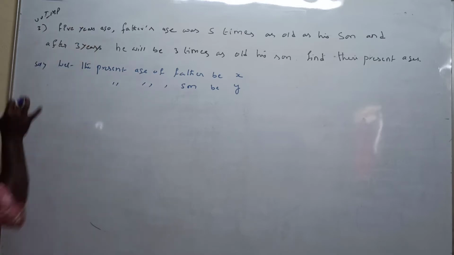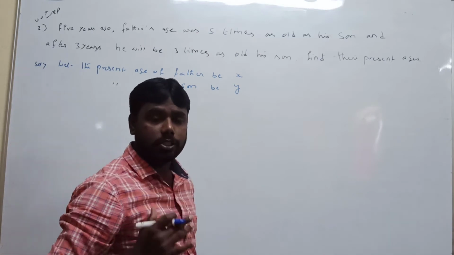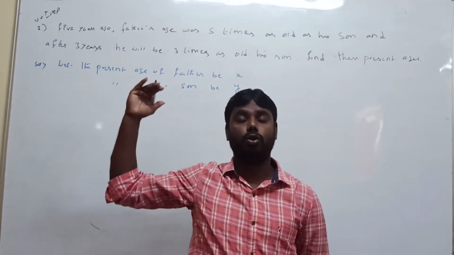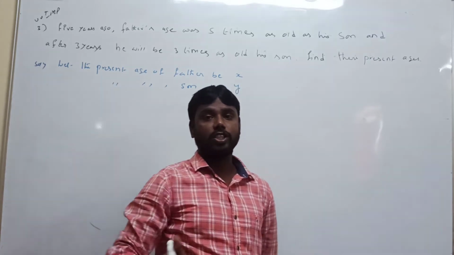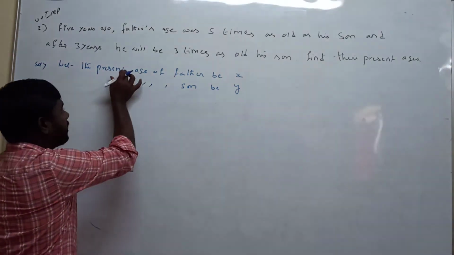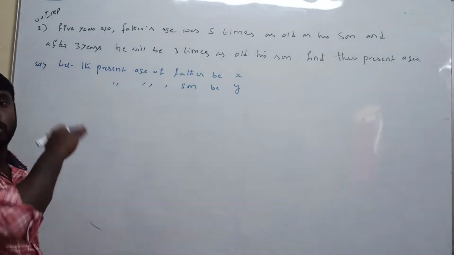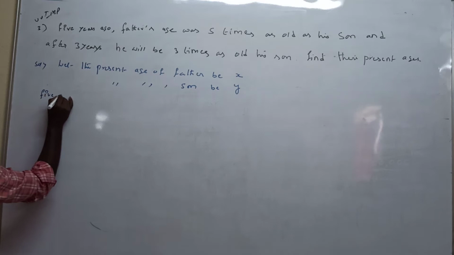So 5 years ago, suppose my present age is 29 years. Five years ago means we subtract the 5 years. That's why let the present age of the father be x. Five years ago, what is the father's age? Subtracting the 5 years.